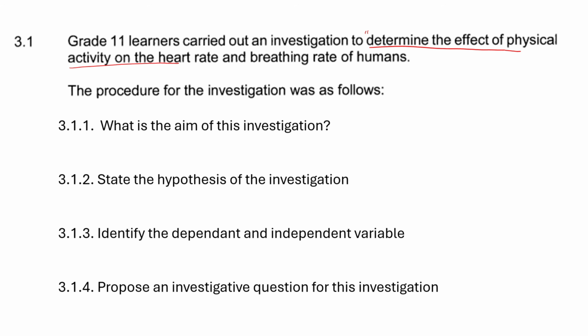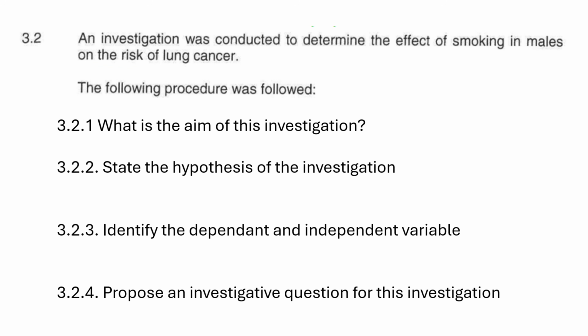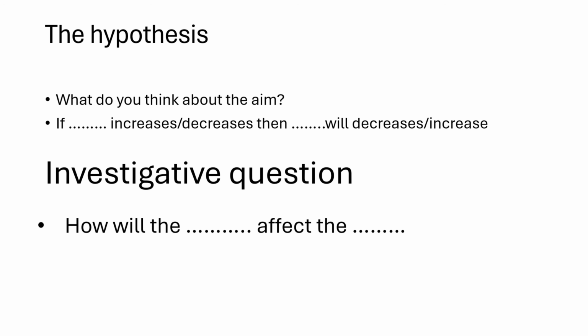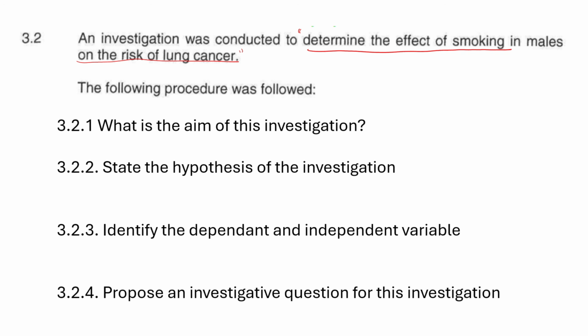So the aim is usually found in the opening paragraph. Just like here, an investigation was conducted to determine the effect of smoking on the risk of lung cancer. You can see, so this is the aim. Whenever you see the words to determine the effect of something, that is known as an aim. So the aim of the investigation, the hypothesis, as well as the dependent and independent variables are all found in the first paragraph of the investigation.